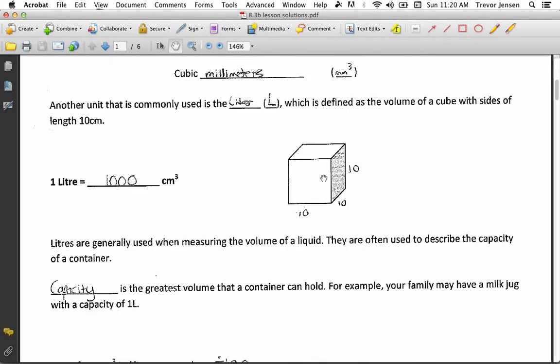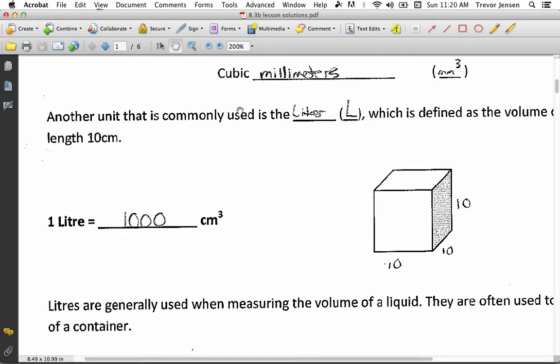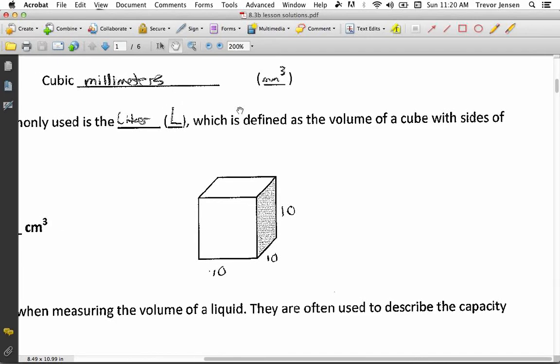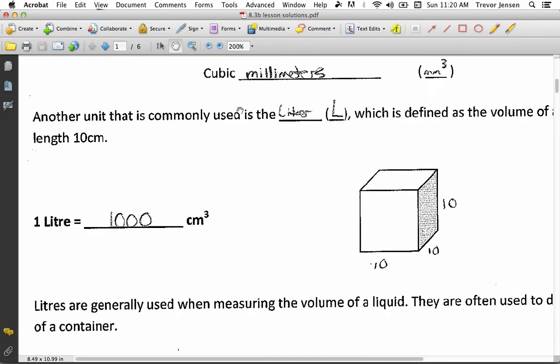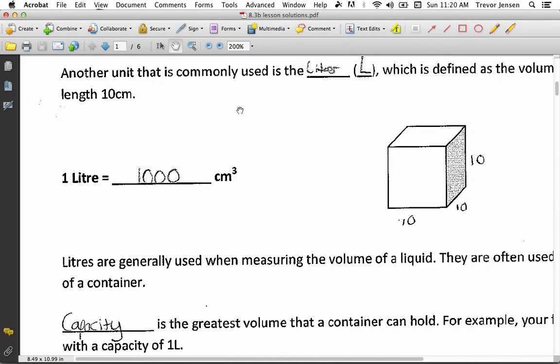Another important unit when working with volume is the liter. The liter is how we generally measure the volume of a liquid. So if we're working with how much liquid a container can hold, we'll measure it in liters. A liter is defined as the volume of a cube with sides of length 10 centimeters. So if a cube has a length of 10, a width of 10, and a height of 10, that represents 1 liter. And 1 liter is equal to 1,000 centimeters cubed.